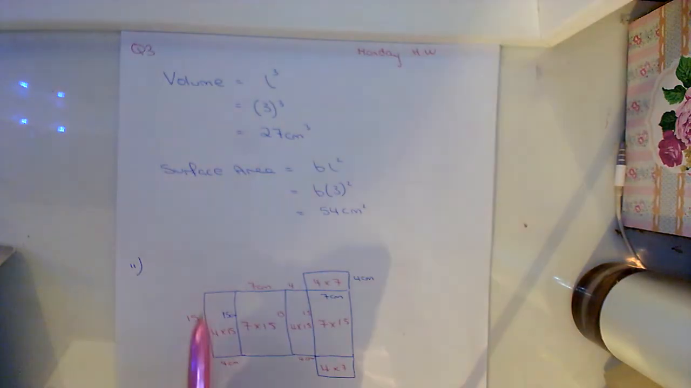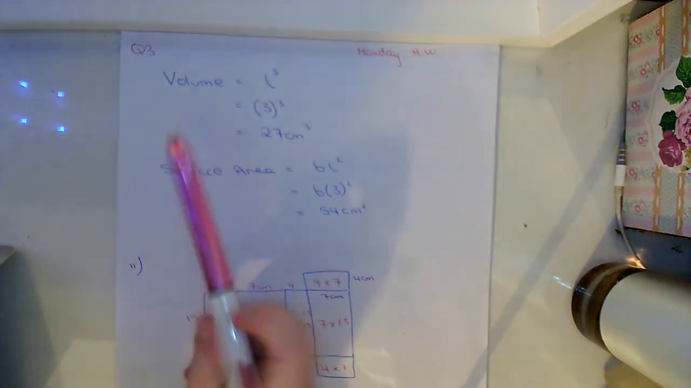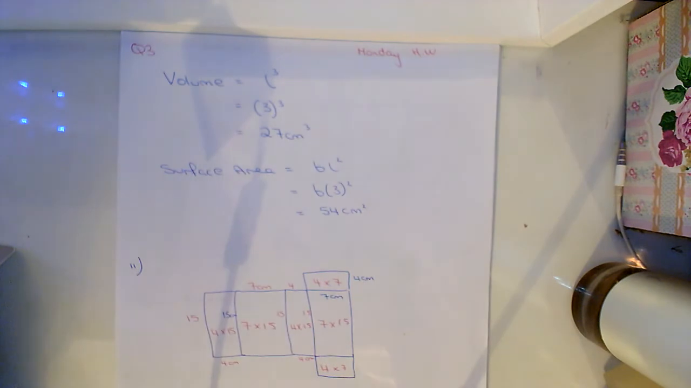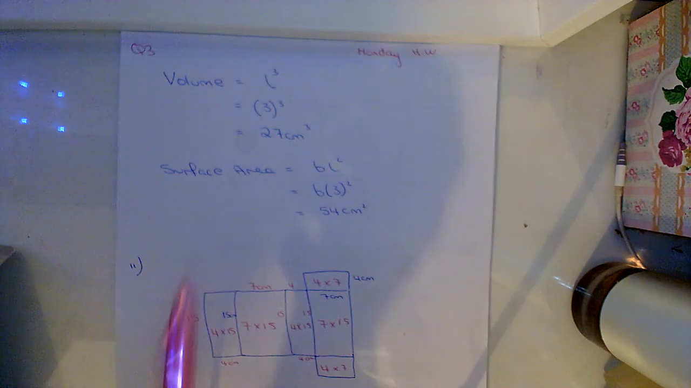Okay, so just going to run through the homework here. So I have question 3, I have a shape is a cube and I'm asked to find the volume and the surface area of the cube, and I was told that the length was 3 centimeters.